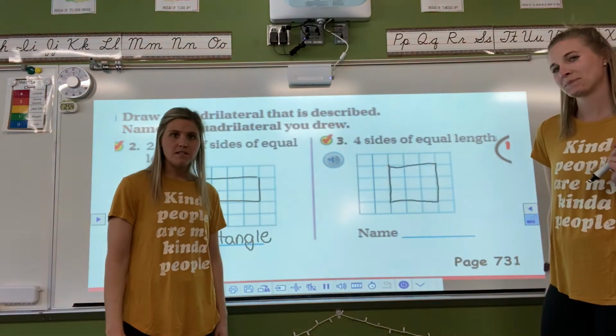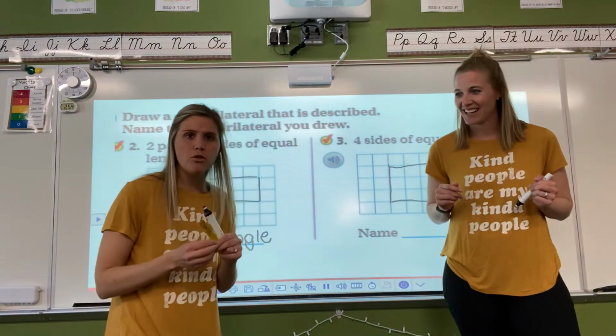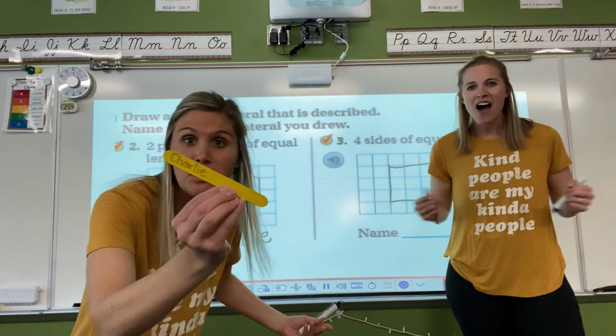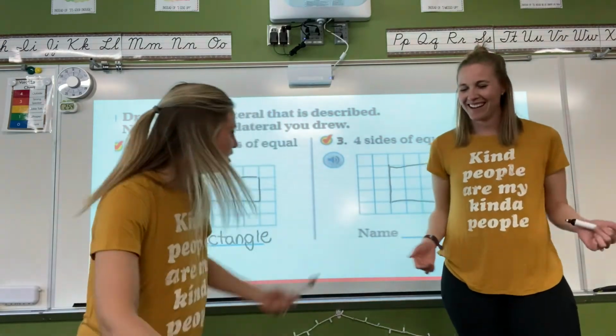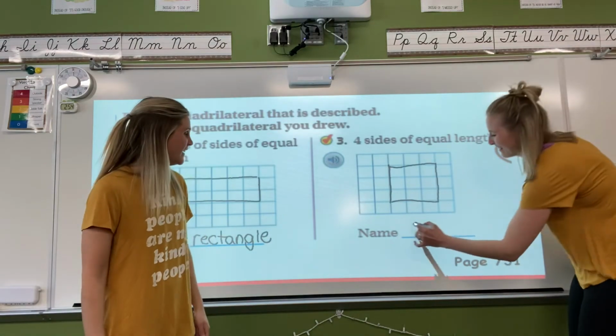What shape did Mrs. Poppy draw? Let's call on someone again. Let's see. She drew, hey, I got Charlie too. No way, Charlie from my class. Charlie, what shape is that? Yeah. That's a square. Nice job.